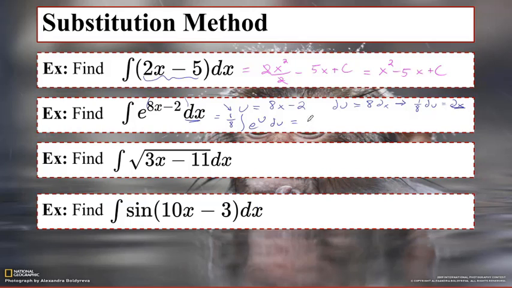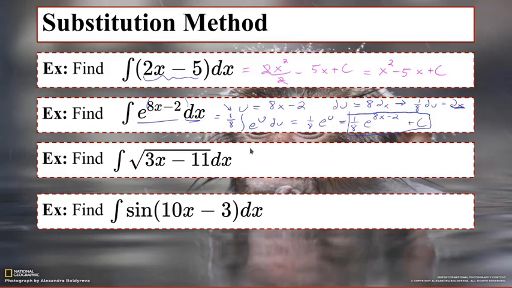And we know how to integrate e to the u. That is just e to the u. And so, substituting u back in, I find that the integral of e to the 8x minus 2 is just 1/8 e to the 8x minus 2, but of course plus c. And if you ever want to check that you've got the right integral, just take the derivative of your answer and see that you end up with what you started with.